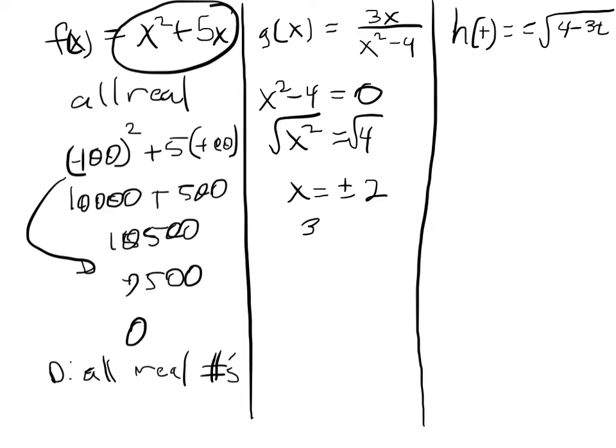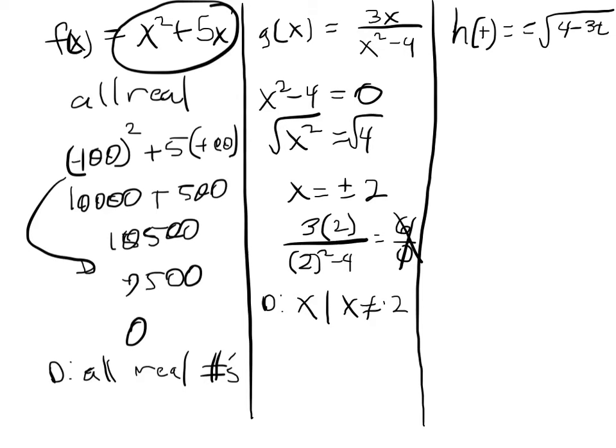Let me show you. So we have 3 times 2 over 2 squared minus 4. Well, then that becomes 6 over 0, which you're not allowed to do. So what we'd say is we have a domain of x's provided that x cannot equal plus or minus 2. And that would be our answer.